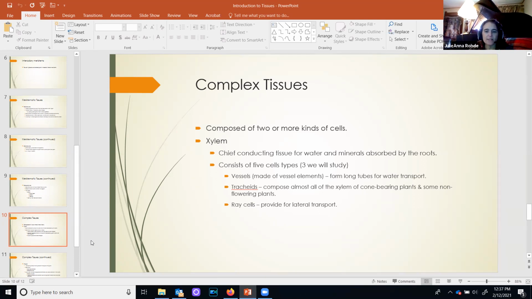Ray cells are things that provide for lateral transport. So if xylem is going to go pretty much straight up the veins, and veins can go out to the sides, obviously, but that's your xylem. But if you're looking at a leaf, you've got the leaf.